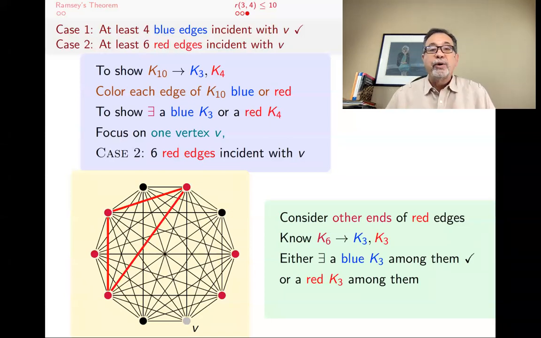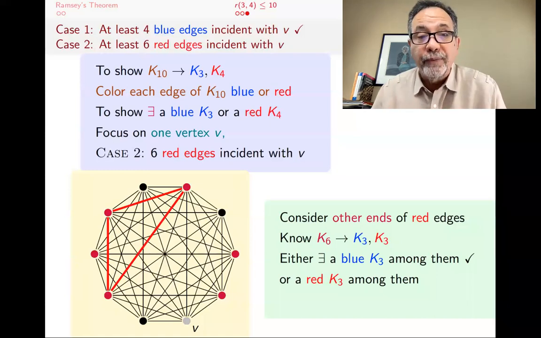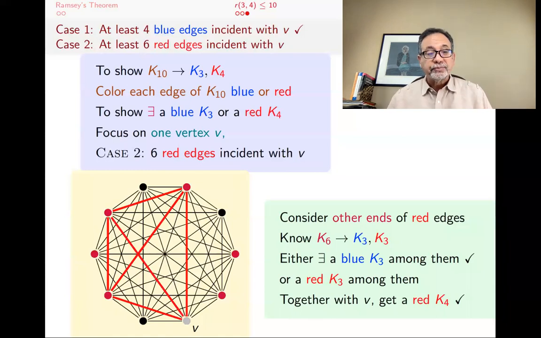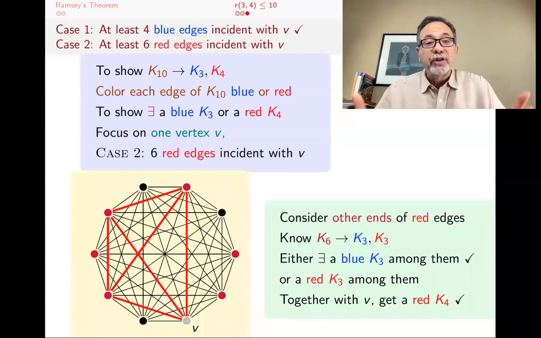That's not what I wanted. I don't want a red K3. I want a red K4. But see, this is when we remember that V was connected to all of those 6 vertices by red edges. And so those 3 vertices that are connected by red edges, together with V, now form a red K4. And you've got to say that this was a really nice proof. So now I've got my red K4 and I'm done with my 2 cases.